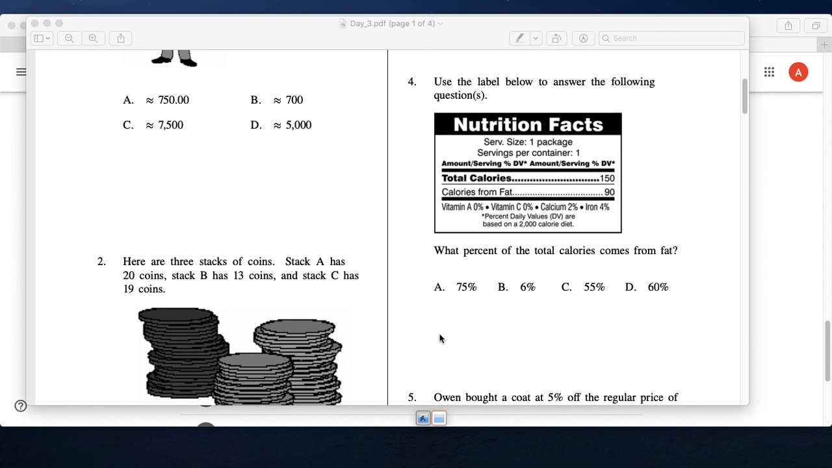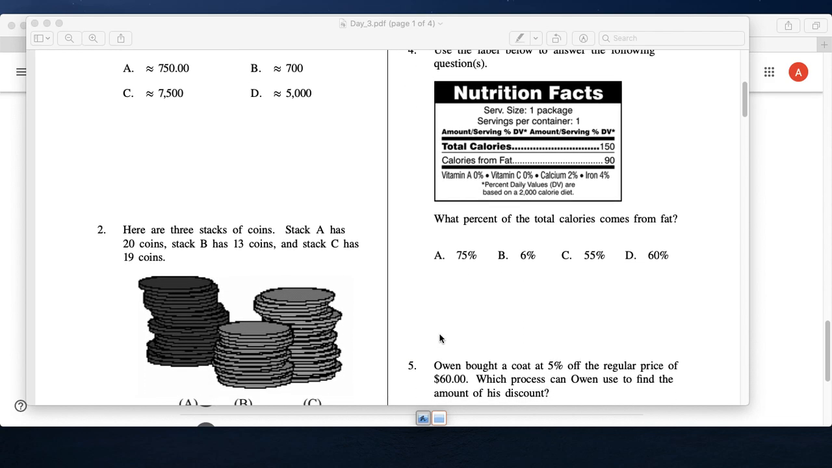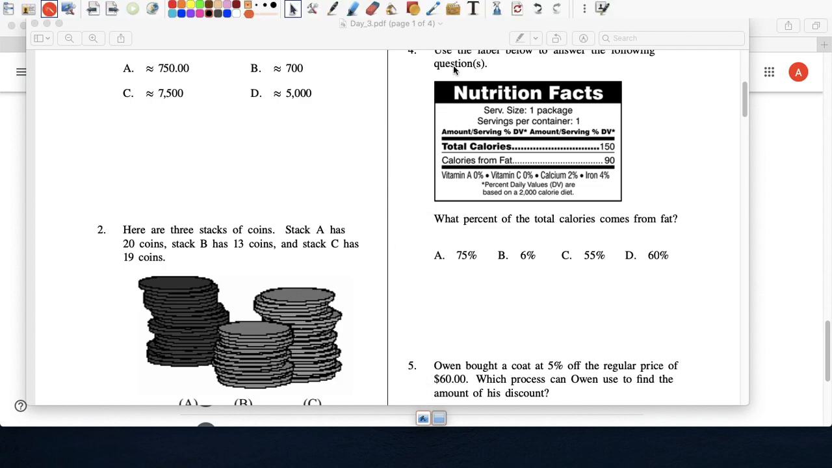Use the label below to answer the following question. What percent of total calories comes from fat? Well, there's 150 calories per serving. So in one serving, you consume 150 calories. 90 of that is fat. Yikes. 90 divided by 150 is 0.6. Right, so all you gotta do is multiply by 100. You change it to a percent, and you get 60%.